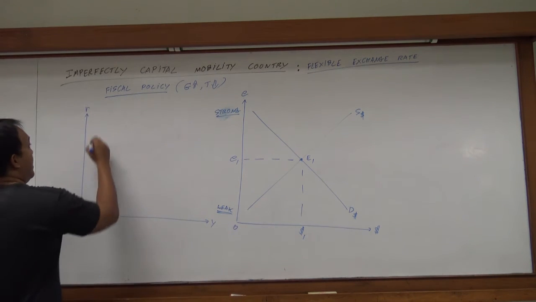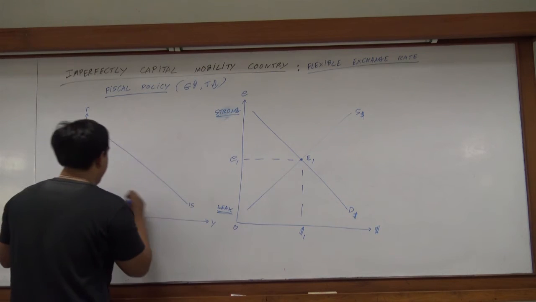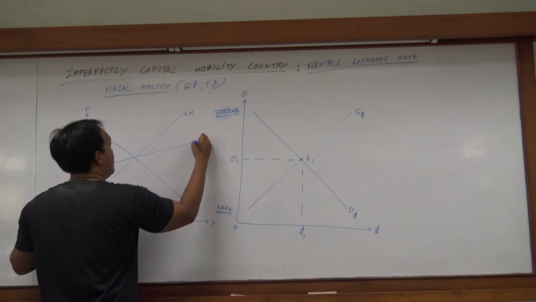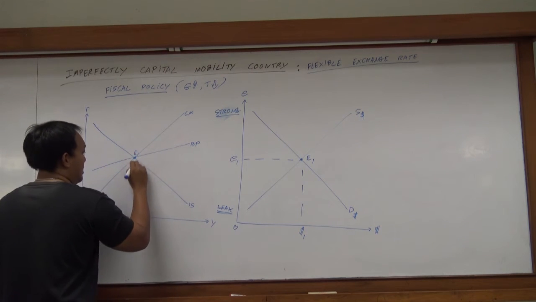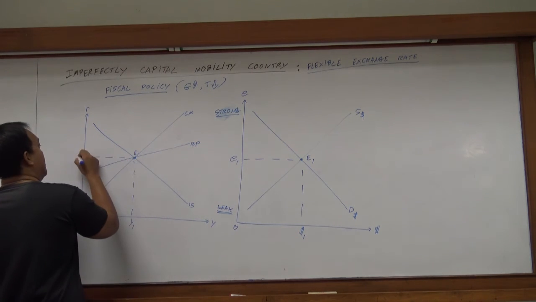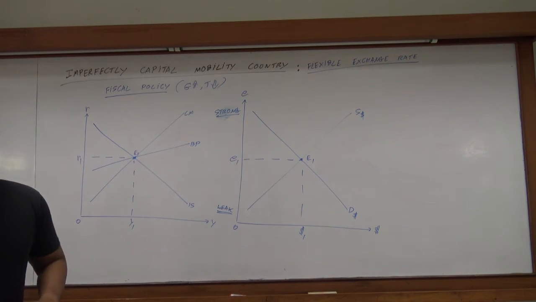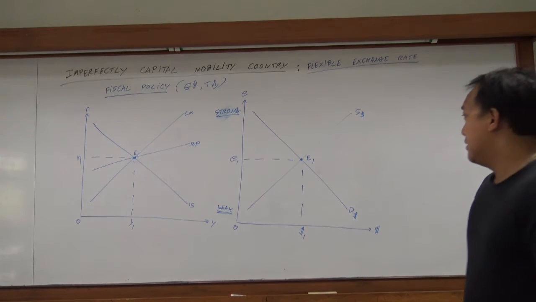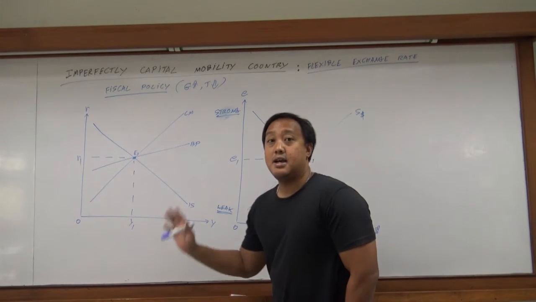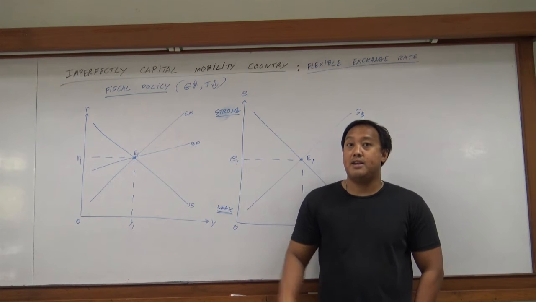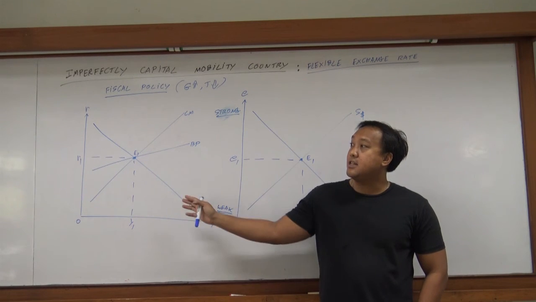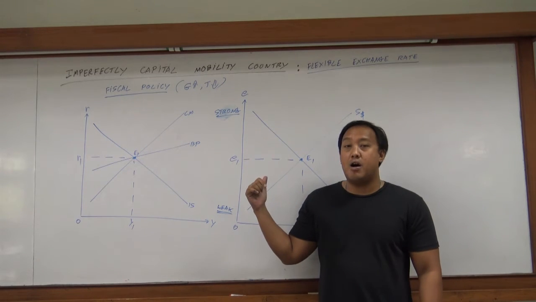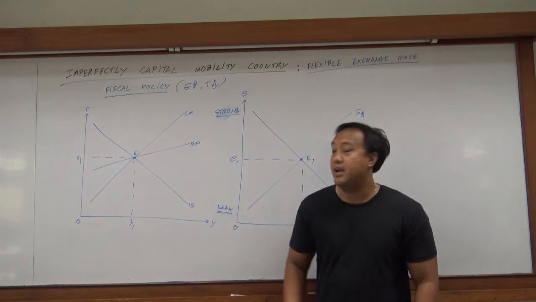Then you have the IS curve, the LM curve, and the BP curve. E1, Y1, R1. This is the starting point. We have the IS, LM, and BP model on your left-hand side. You have the equilibrium of the currency market on your right-hand side.